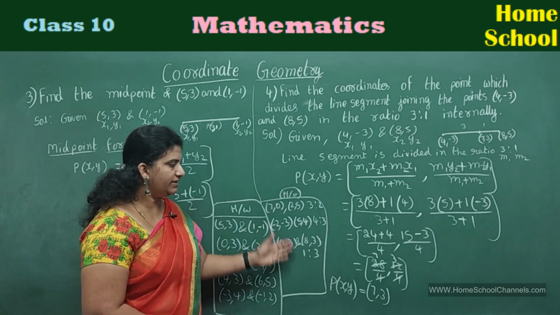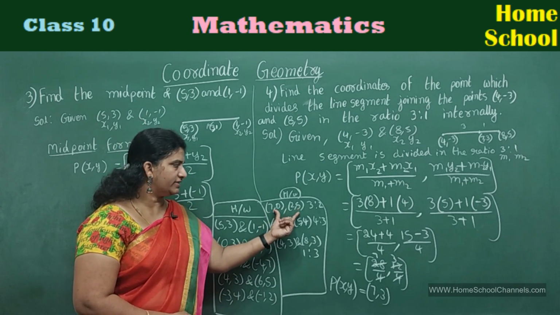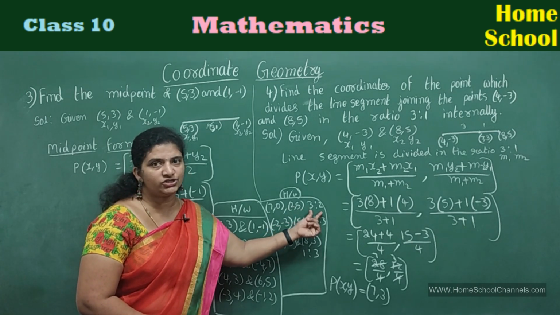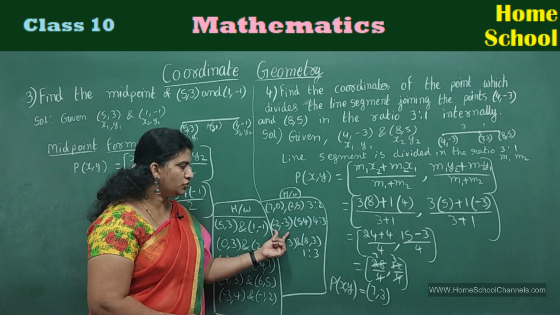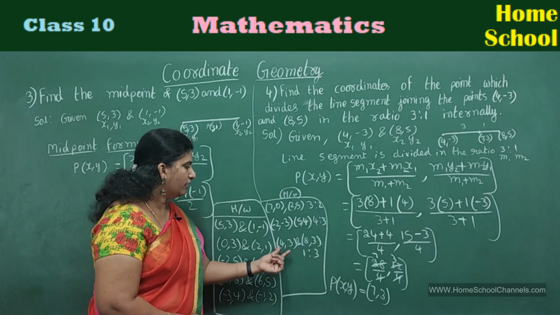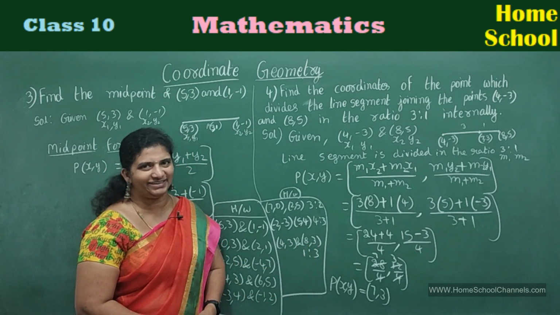Similarly, you can solve these three problems. The line segment joining coordinates are 7, 0 and 2, 5. It is divided in the ratio 3:2. Minus 2, minus 3 and 5, 4 divided in the ratio 4:3. 4, 3 and 8, 3 divided in the ratio 1:3.